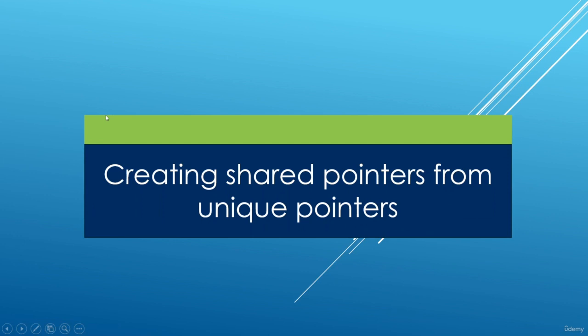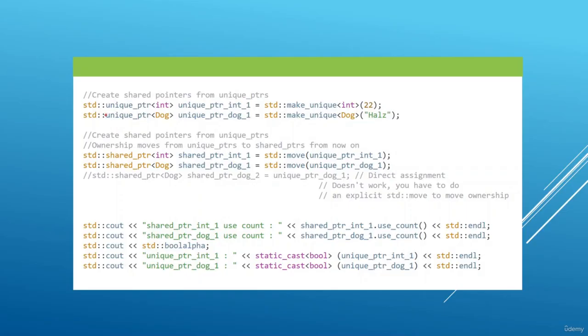In this lecture, we're going to see a way we can transform from a unique pointer to a shared pointer. Sometimes you have a use case like this. You have a unique pointer, for example, unique_ptr int1 or unique_ptr dog1, which are pointers to int and dog. And you want to have multiple pointers, but because we have a unique pointer, we can't really make a copy. So what you can do is make a transformation from a unique pointer to a shared pointer using the syntax that we have here.